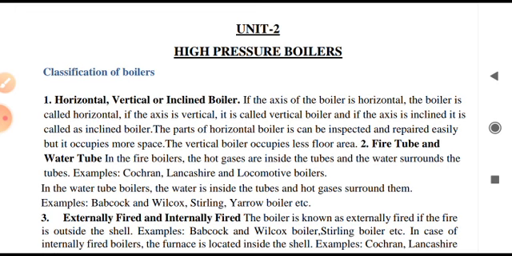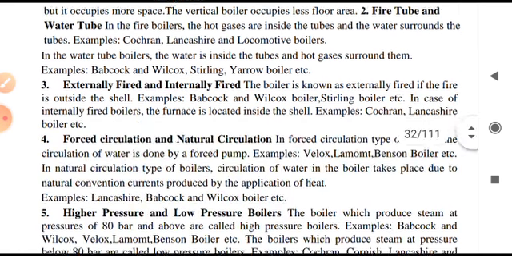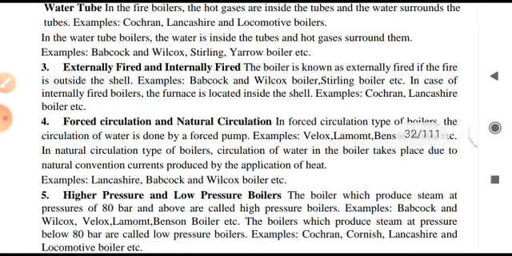Now externally fired and internally fired boilers. A boiler is known as externally fired if the fire is outside the shell. Example: Babcock and Wilcox boiler, Stirling boiler, etc. In the case of an internally fired boiler, the furnace is located inside the shell. Example: Cochran, Lancashire boiler, etc.